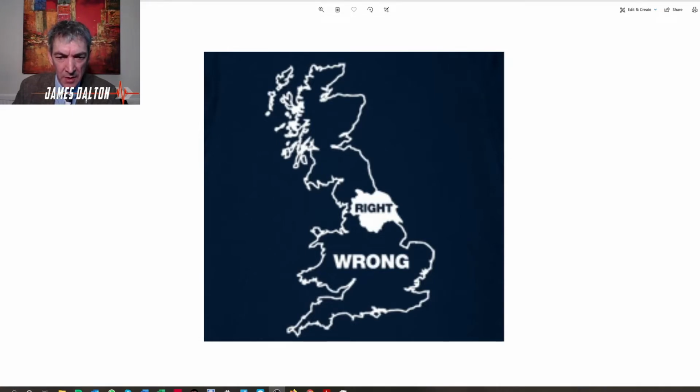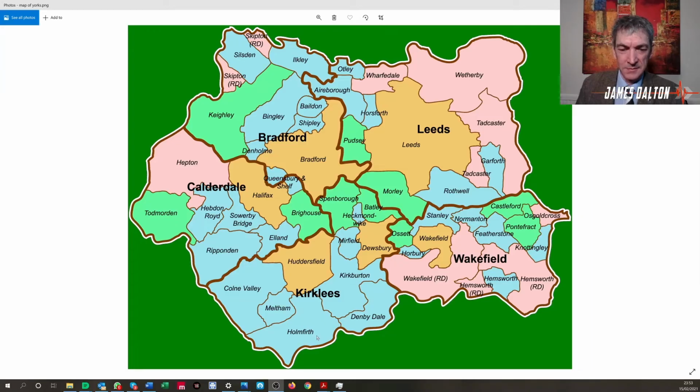Here we have a map of Great Britain, and this is Yorkshire in white. Here's a close-up map of West Yorkshire, and we've got Wakefield, Kirklees, Calderdale, Bradford and Leeds. At the south end of Kirklees are Holme Valley South and Holme Valley North, which is Meltham and Brockholes and Honley, and this is the boundary of the parish of the Holme Valley.